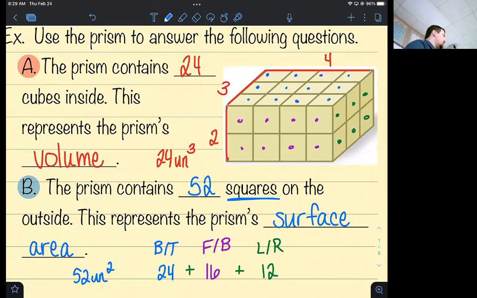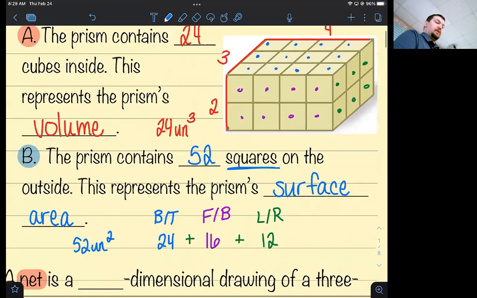We're going to do the hard one first. Now, I don't think it's that hard. It doesn't take me that much time to figure out there's 52 squares here, especially if I just add and do 24 plus 16 plus 12. But this is what we're going to start doing tomorrow. Finding surface area.